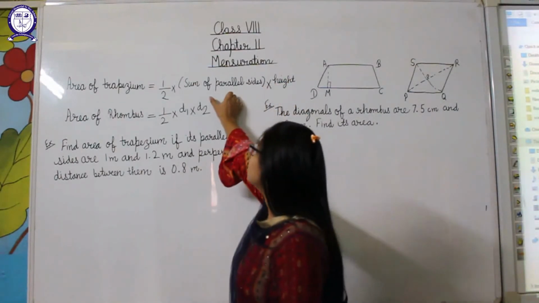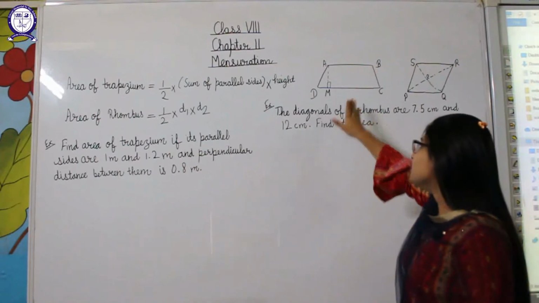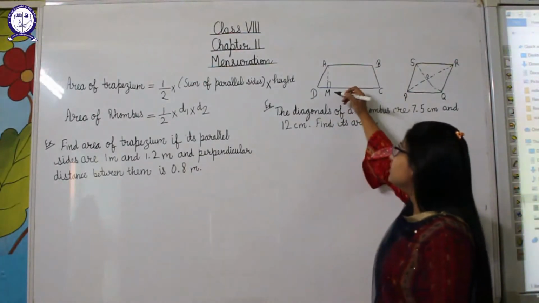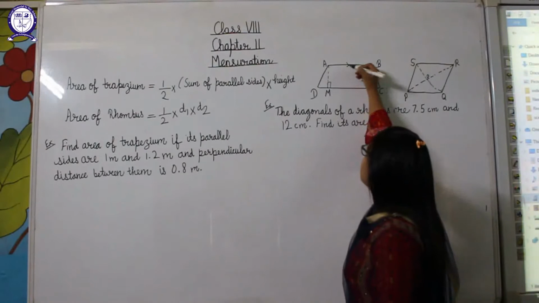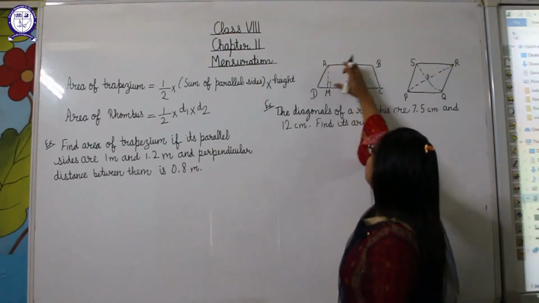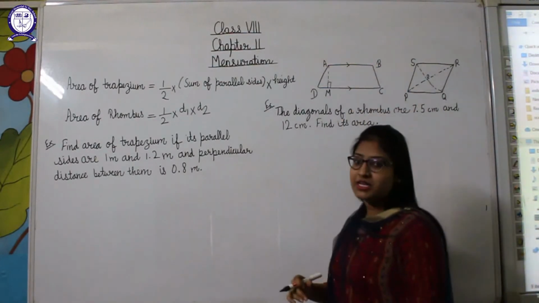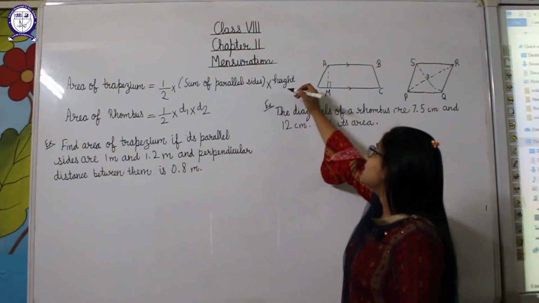So students, what is the sum of parallel sides? See here, this is the figure of trapezium. ABCD is the trapezium here. Here AB and CD are the two parallel sides, and AD and CB, these two are the non-parallel sides. Into height, what is height students?